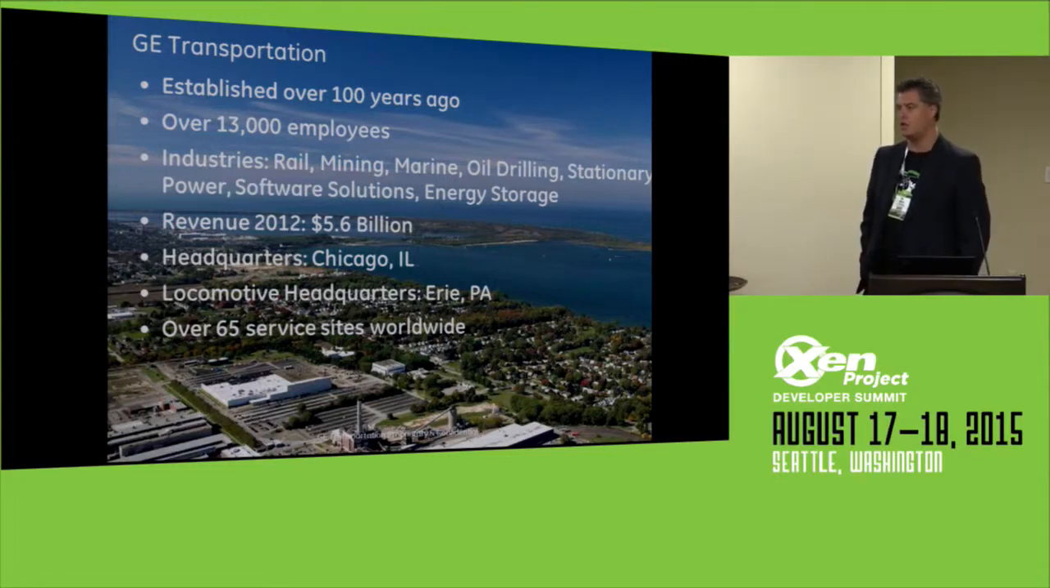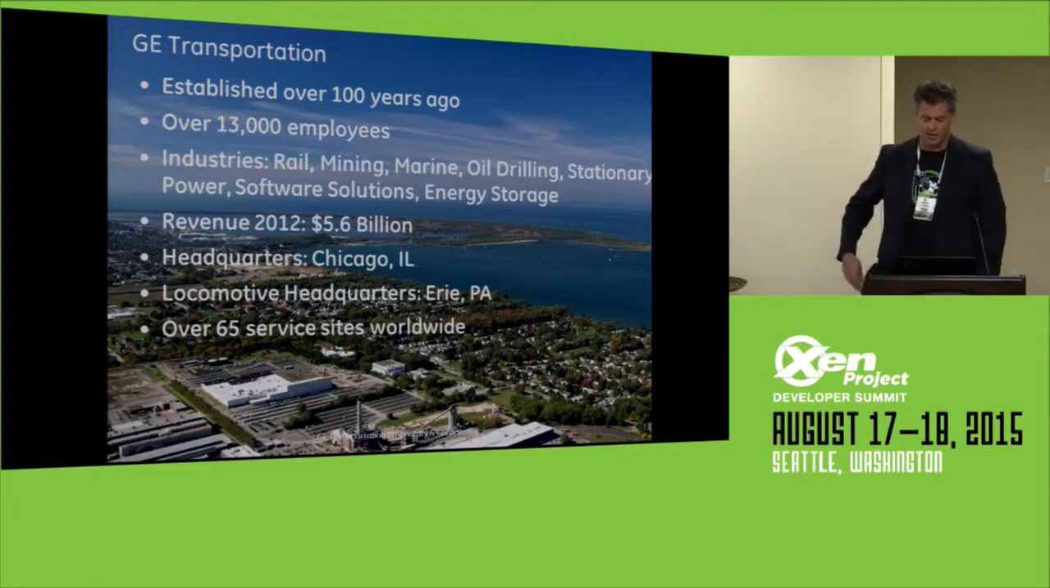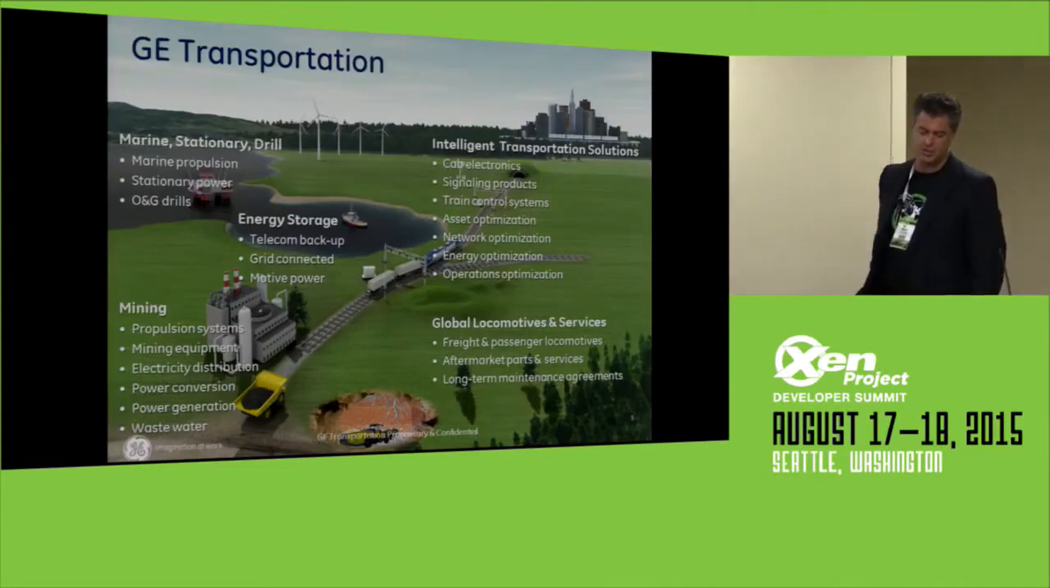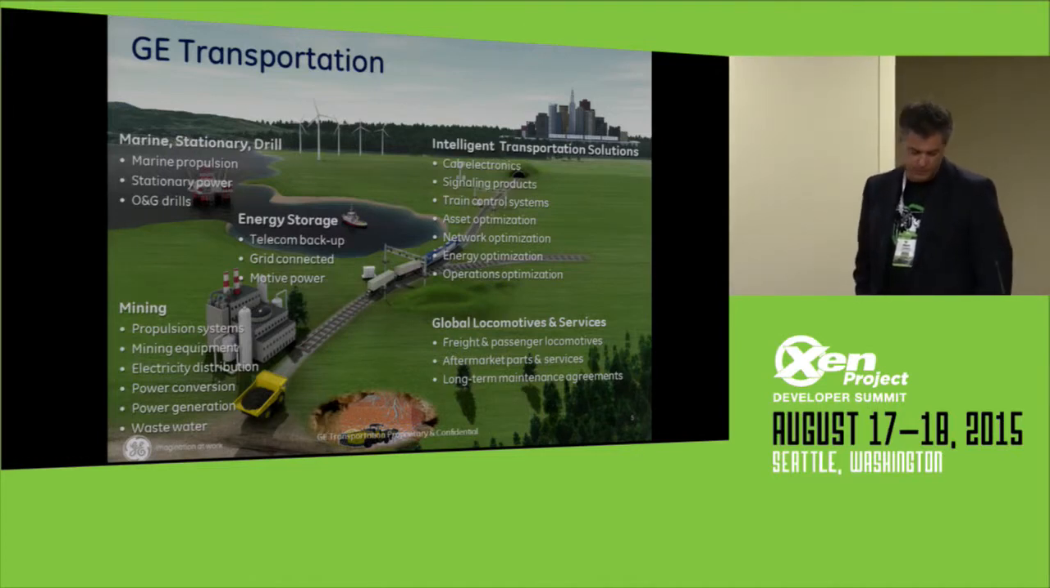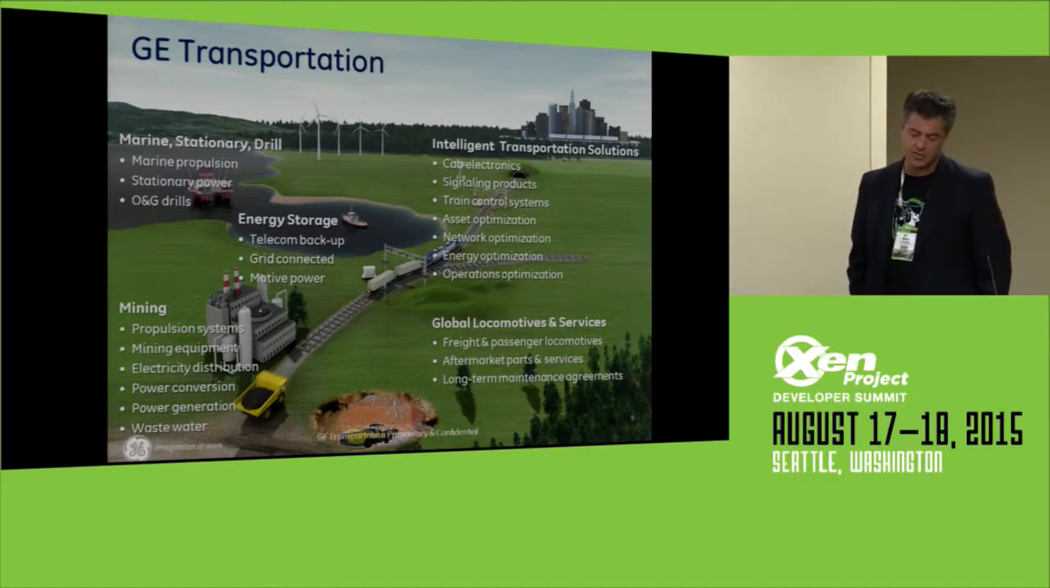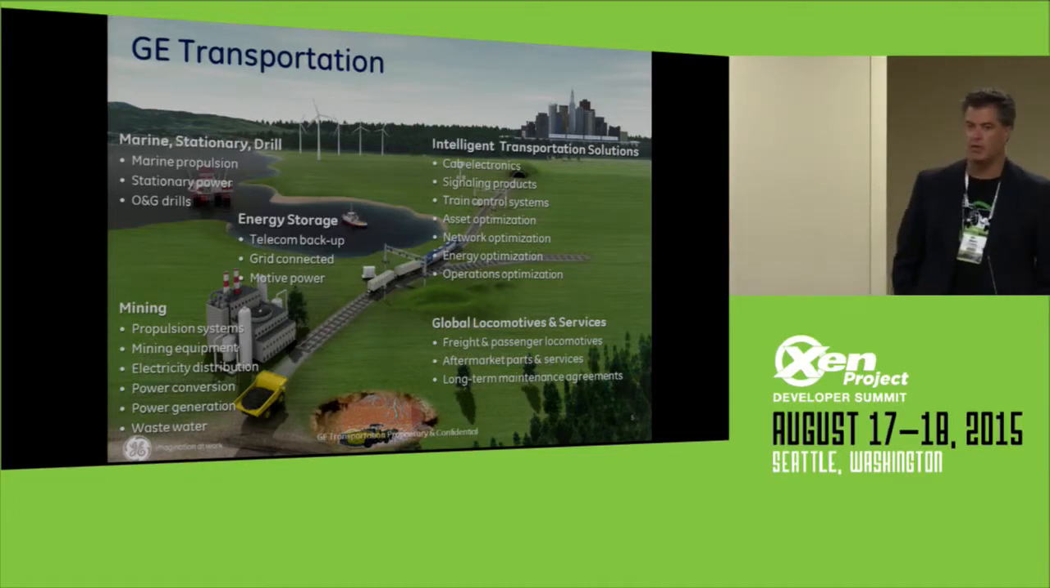It's actually one of the three oldest GE facilities that exists. The first one, I believe, was in Schenectady, New York, and then our transportation, which builds locomotives, came around third, in the early 1900s. So GE Transportation has certainly been around for a long time. These are the sorts of markets that we work on. I'm a part of the upper right-hand corner, which is called Intelligent Transportation Solutions. So we work on products that basically help automate the railroad.